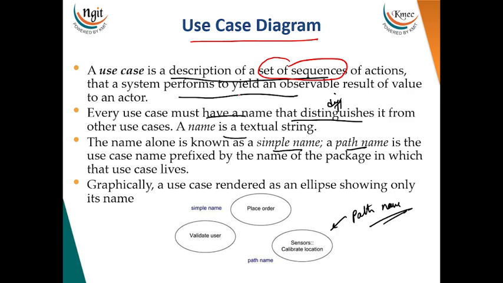That system provides a yield by observing a result of an actor. What do you mean by actor? We are going to see that one. Every use case must have a name, a distinguished name from the others. The name may be textual characters.